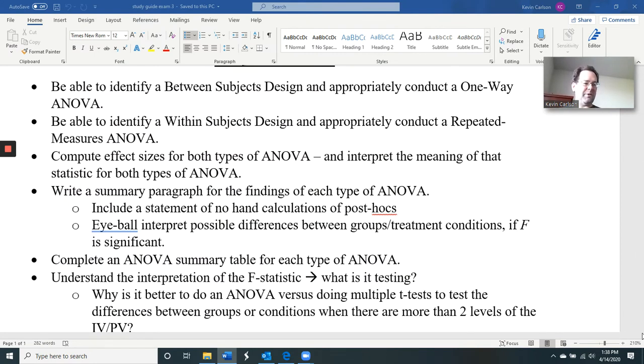Remember that with the repeated measures ANOVA, the only difference is that we can identify those individual differences, whether somebody's picky or not picky, or generally high, generally low, or generally in the middle on a dependent variable.